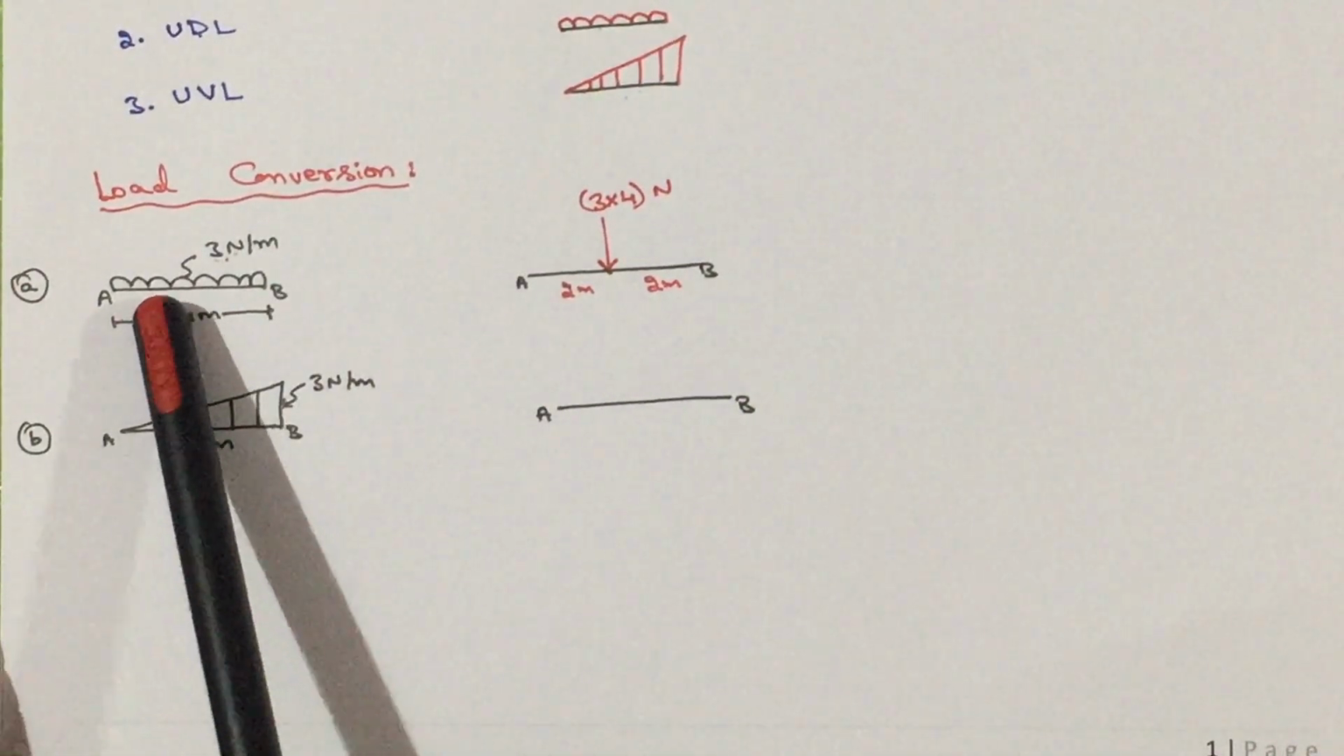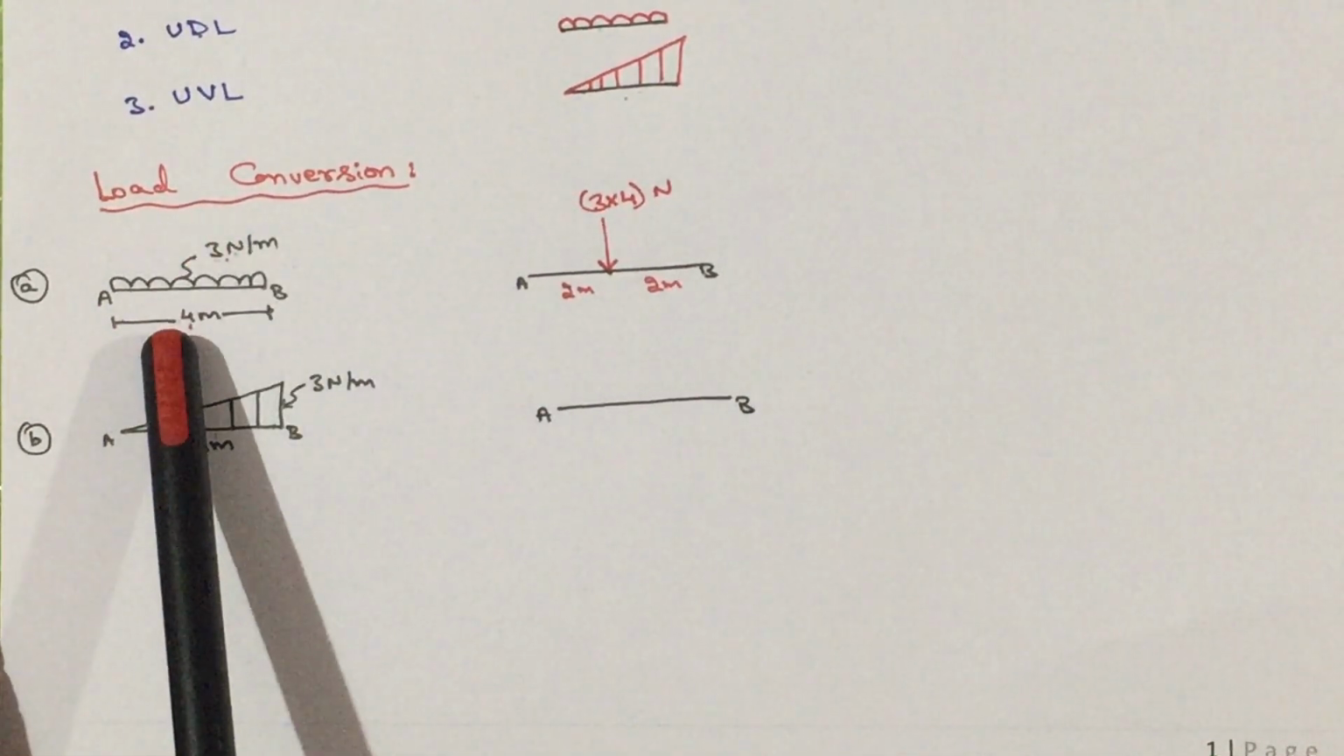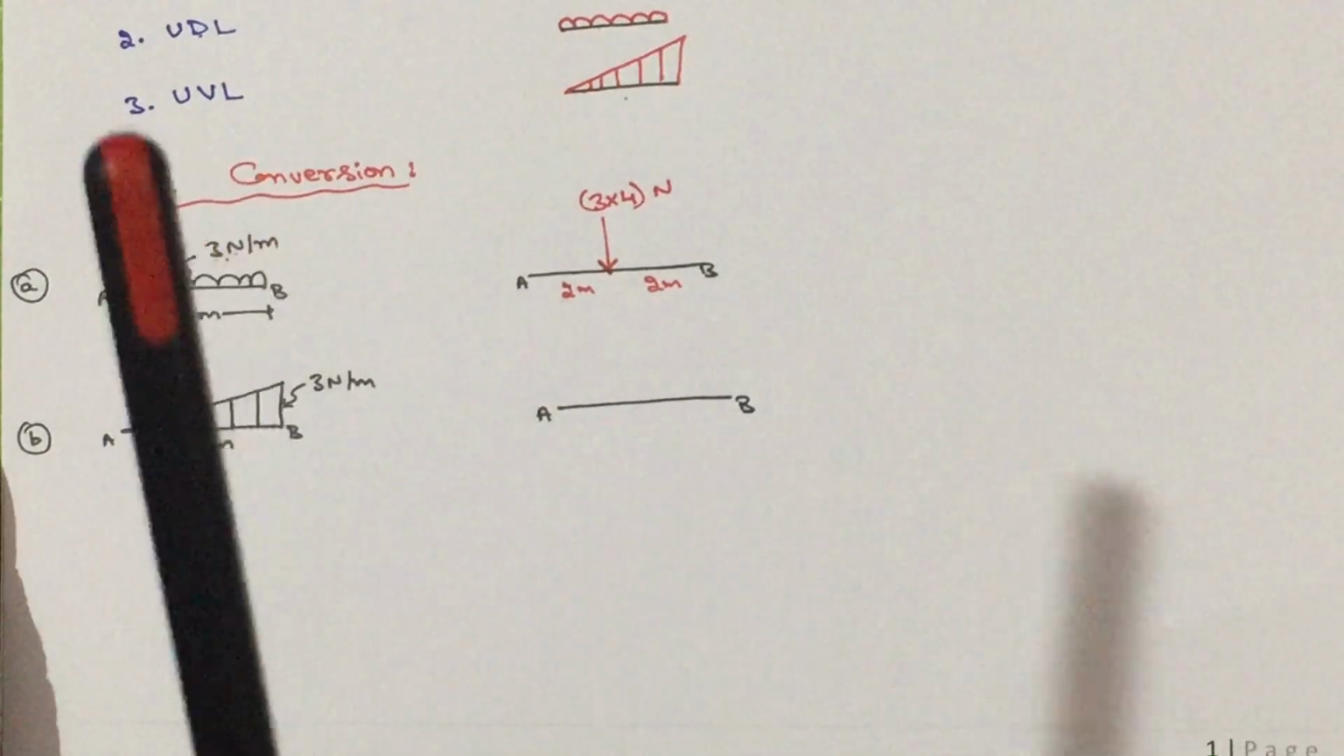So, how to convert UDL? Where will it act? At the center. How much will it act? Load intensity multiplied by the span. Span is nothing but distance.